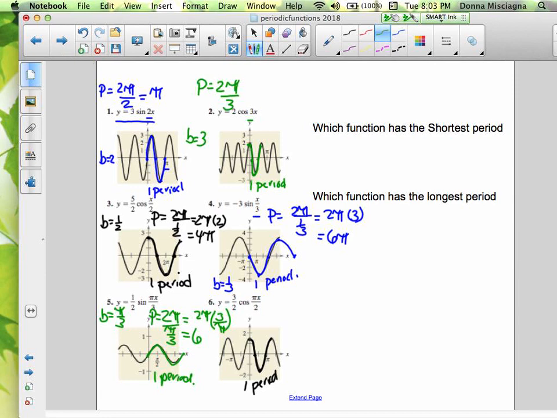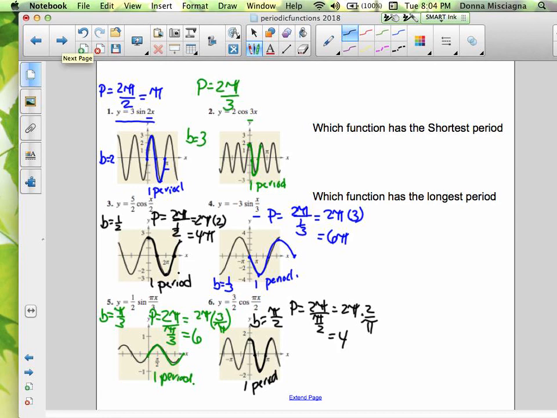And now the last one. Right here, pi over 2 is b. So you've got to remember to include pi. Pi is not a variable, right? It has a value. It is a constant. So the period is 2 pi divided by pi halves, which is the same as 2 pi times 2 over pi, right? We just multiply by the reciprocal. So the pi's will cancel, and this one is 4.